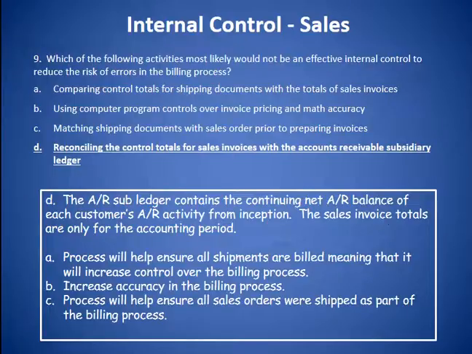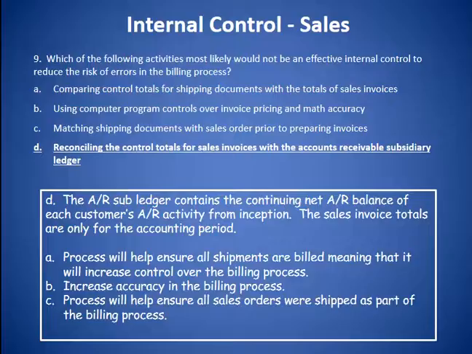If we take a look at A, B, and C, if we take a look at A, comparing control totals for shipping documents with the total of sales invoices, this process will help ensure all shipments are billed, meaning that it will increase controls over the billing process.